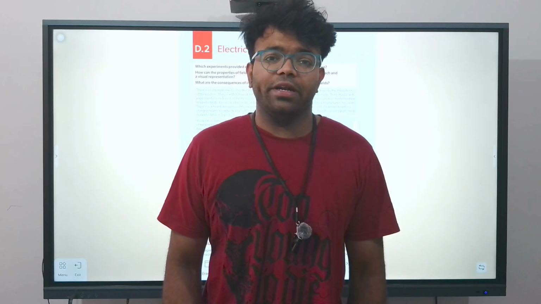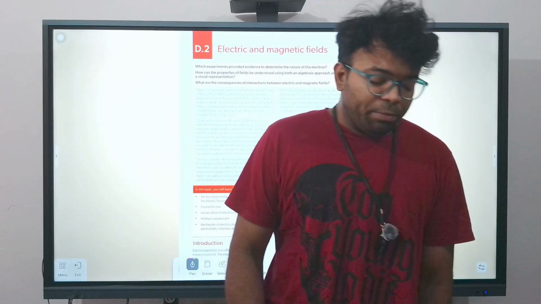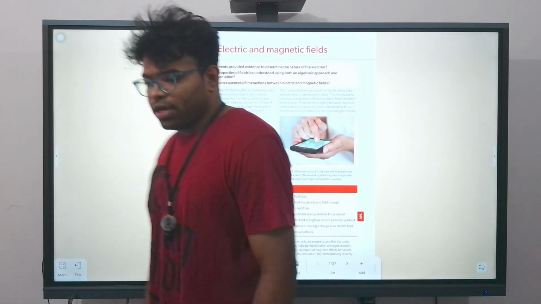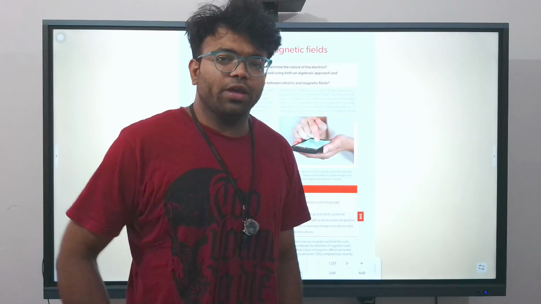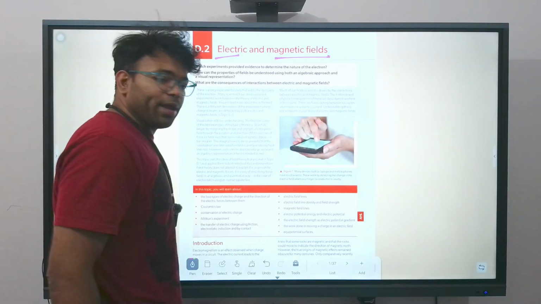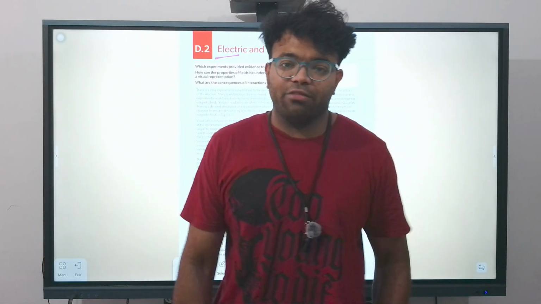IB Physics theme D, and in theme D part A we have already done the gravitational field. Now we are moving on towards electric and magnetic fields.